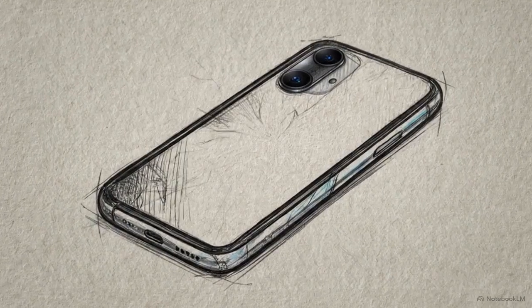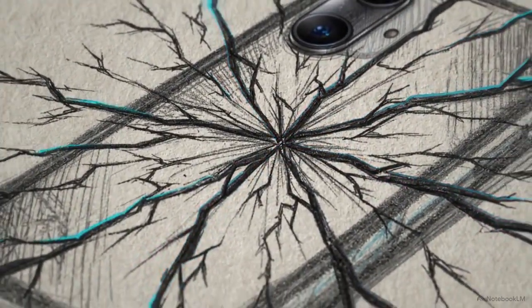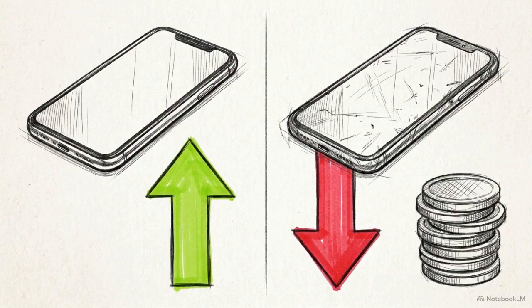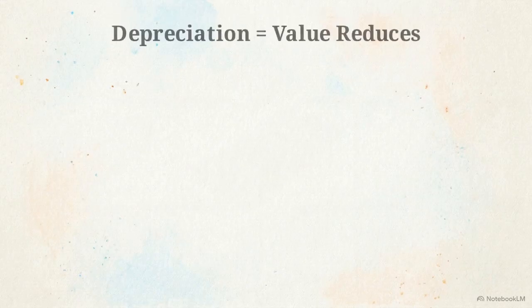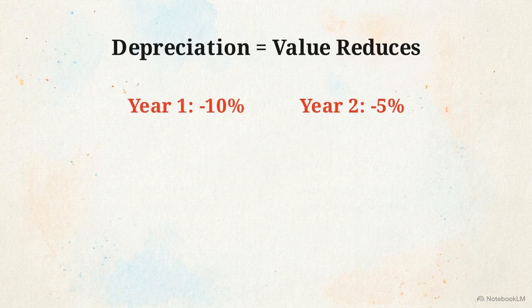Depreciation simply means that an item becomes less valuable over time. Think of buying a brand new phone. After 1 year of use, it is no longer worth the exact amount you paid for it. Looking back at our exam question, this generator loses value in 2 steps. In the first year, it reduces by 10%, and in the second year, it reduces by 5%.